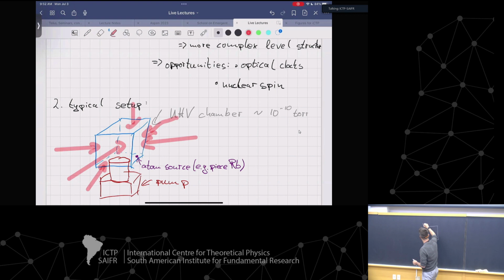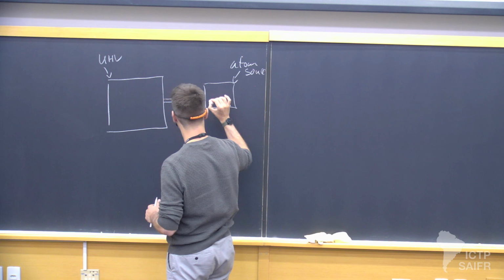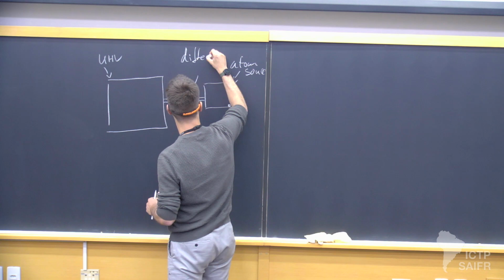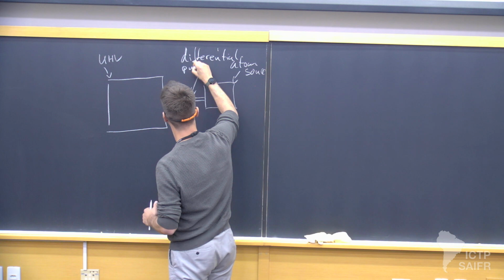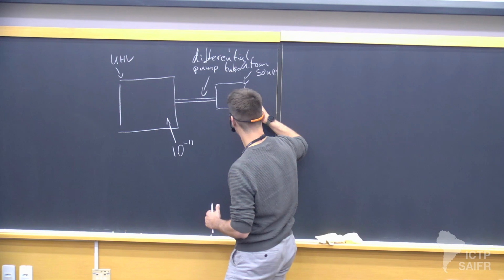Modern experiments don't necessarily do that, because having the atoms in the same chamber might make the pressure not so good. Then maybe you're not at 10 to the minus 10 or so. That's why you often like to have a little separate chamber where you have your atom source, with maybe a little piece, and you connect these two chambers with a thin tube. This is called a differential pumping tube. What this allows you to do is have maybe 10 to the minus 11 torr here, and then only 10 to the minus 7 torr, or 8 maybe, there.